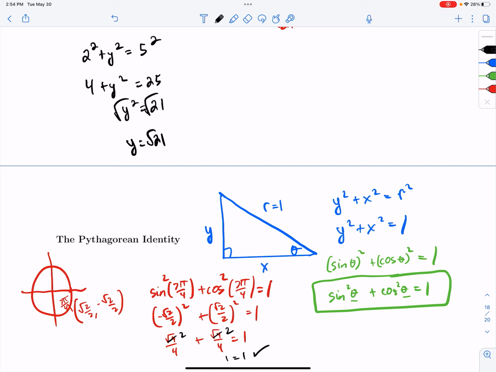And once again, an identity just means no matter what value I input for the variable here, as long as I use the same value for every location of the variable, the left side will always equal the right side.